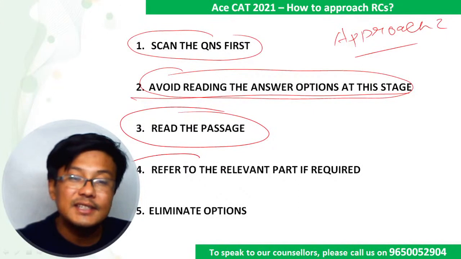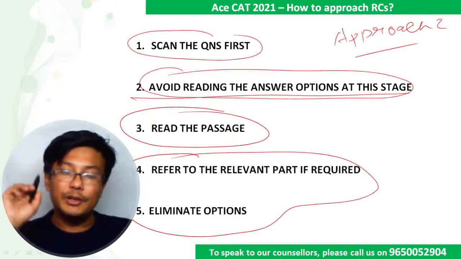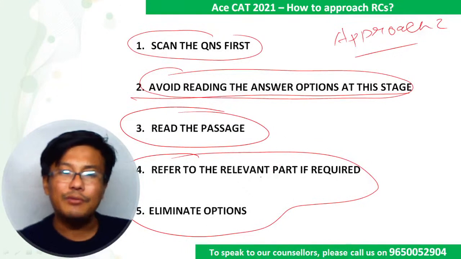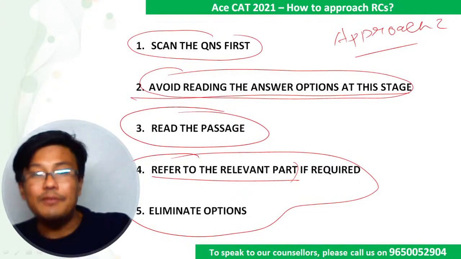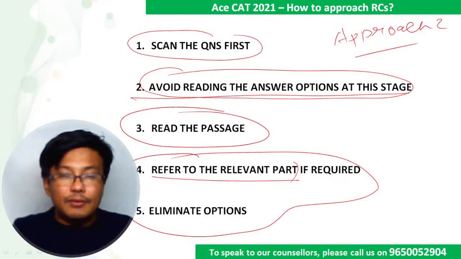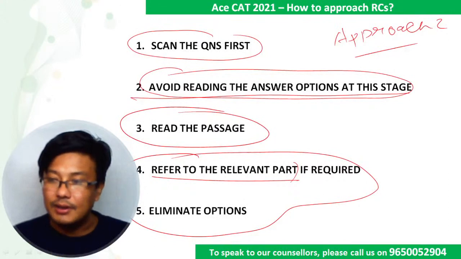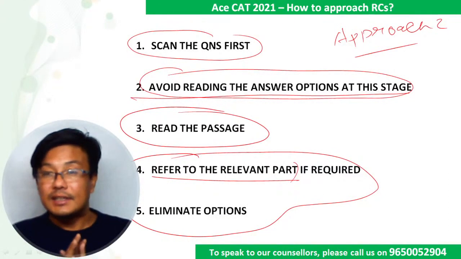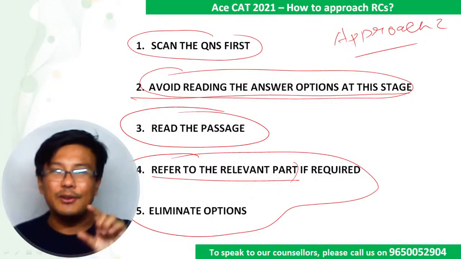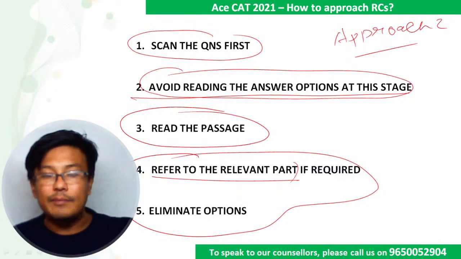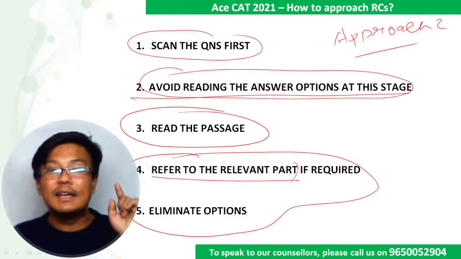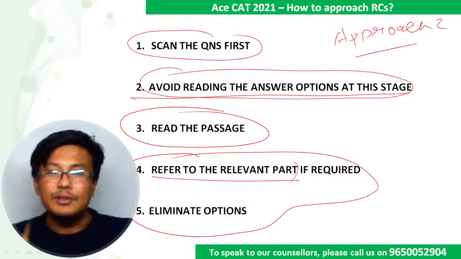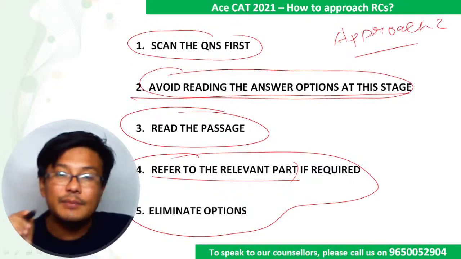And the third stage is when you start answering the questions. Remember one very important thing: refer to the relevant part if required. When I say relevant part, I do not mean the answer is always going to be directly given. In some cases, the answer might be given. But there are certain questions where we feel, okay, I know that this point is connected to the second paragraph, but I do not remember it exactly. There's nothing wrong in going back, taking 20 seconds and confirming the answer. If I refer to the relevant part, it will help me increase my accuracy.